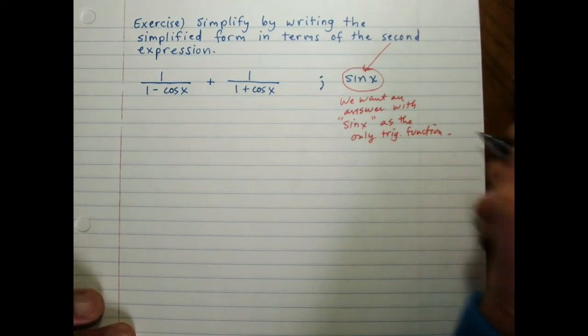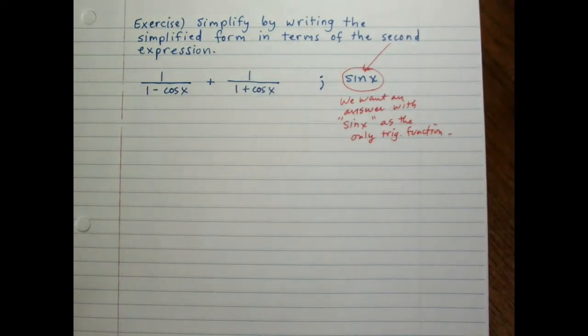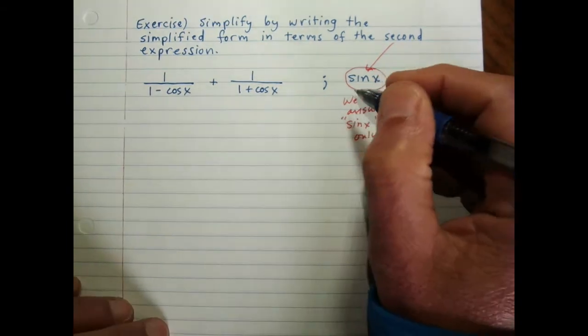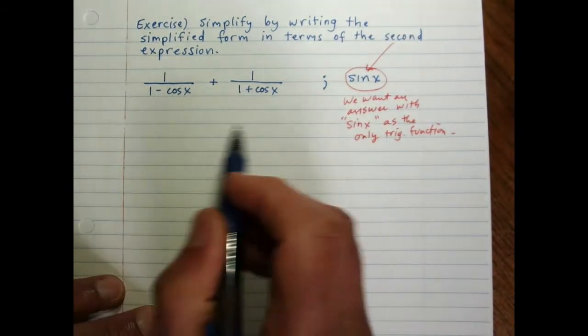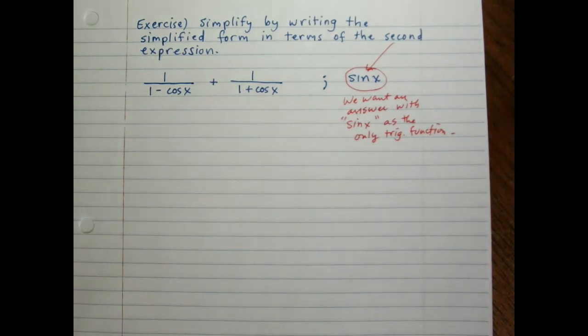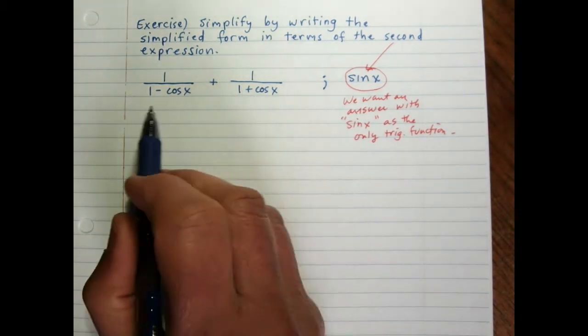So somehow we're going to take this big mess of stuff on the left and work on it and get it to the point where we only have sin x in here somewhere. It could occur in more than one location, but to be in terms of sin x means we don't see any of the other trig functions. All right, so what can I do here?